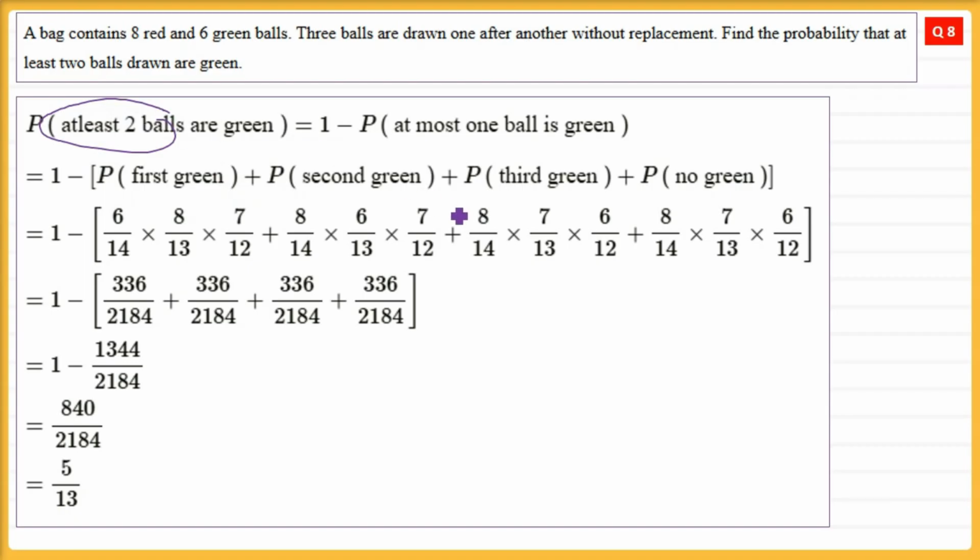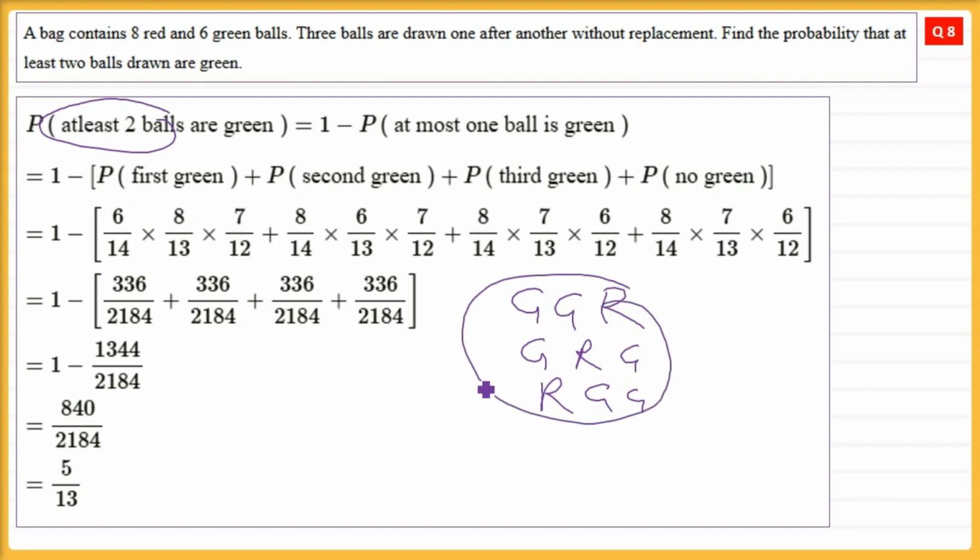Now at least 2 balls. That means, because the possibilities are too many, at least 2 balls means exactly 2 is what? Green, green, red. This is just the possibility of getting 2 greens. So GGR, GRG, RGG. So 2 greens are there.